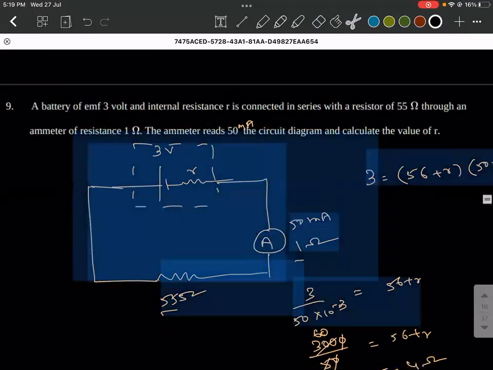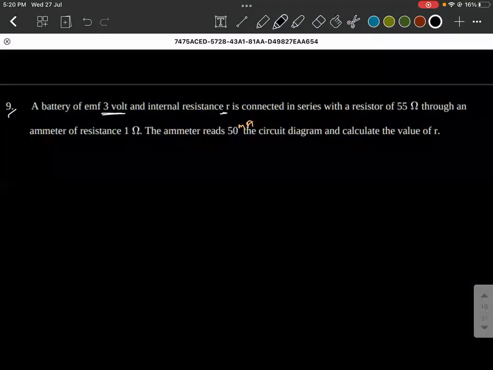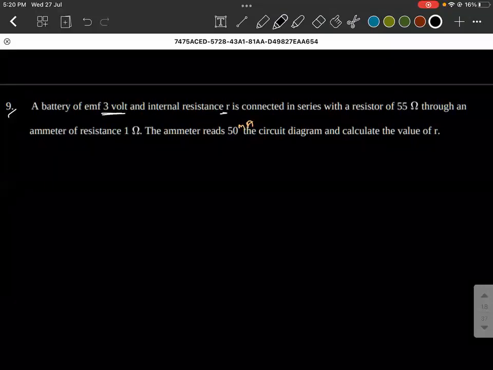Shall we do the next one? Ninth one. There is a battery of EMF 3 volt and internal resistance small r, which is connected in series with a resistor of 55 ohm through an ammeter of resistance 1 ohm. The ammeter reads a value of 50 milliampere. The units are not given there. Then draw the circuit diagram and calculate the value of small r as well. Can you do that?